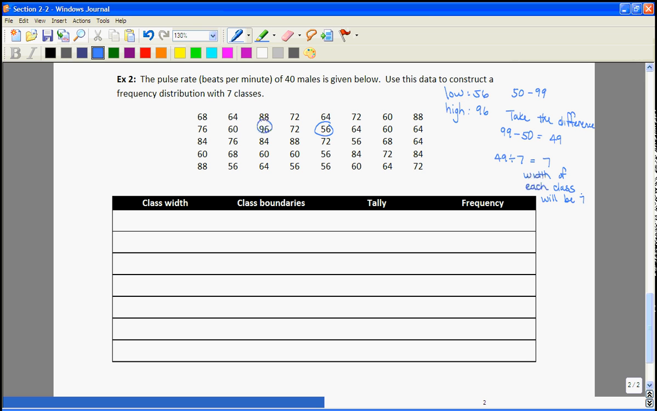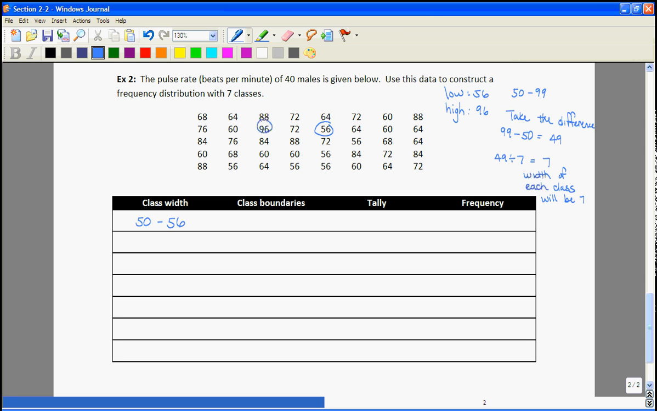Our first class, since we kind of backed off of 56, was 50, our lower class limit. What's going to be the upper class limit? I have to have a width of 7. I've already determined that, and that's going to make me fit my 7 classes between 50 and 99. Well, remember, with the class width, I'm counting the lower class limit and the upper class limit. So my upper class limit is not 57, but 56. So remember, if you were to count 50, 51, 52, 53, 54, 55, 56, that's 7, a width of 7. Let's go ahead and finish out our classes.